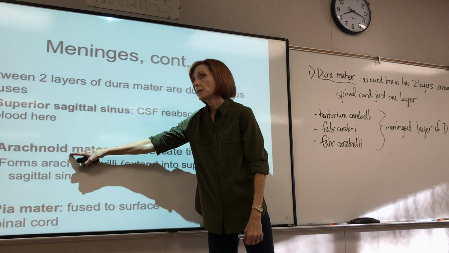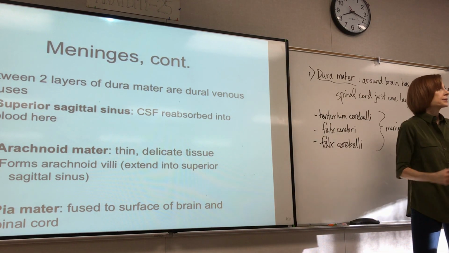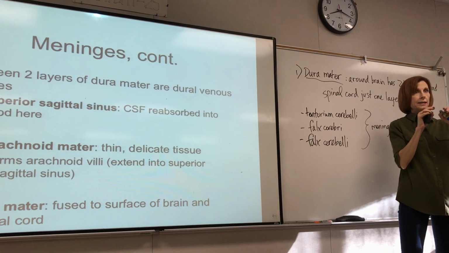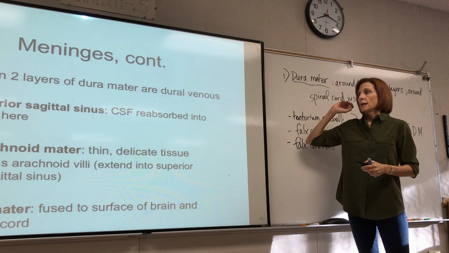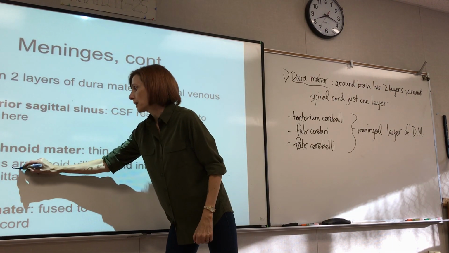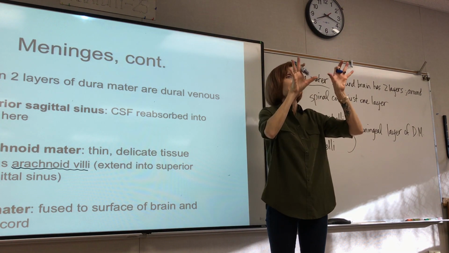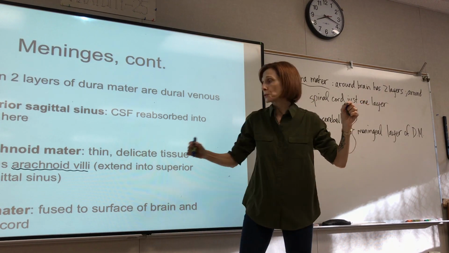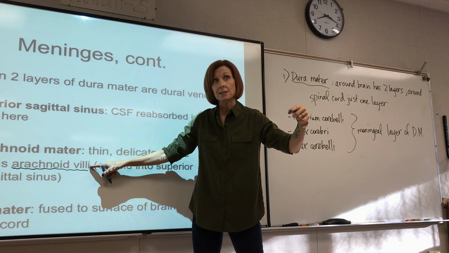You can say just arachnoid, or you can say arachnoid mater. Arachnoid means spider-like. This is a really thin, delicate, kind of wispy tissue. Pieces of it hang down, making it look kind of like a spider web. And it forms these little structures called arachnoid villi. These little structures stick up into the superior sagittal sinus. So eventually, cerebrospinal fluid will travel through these into the sinus.